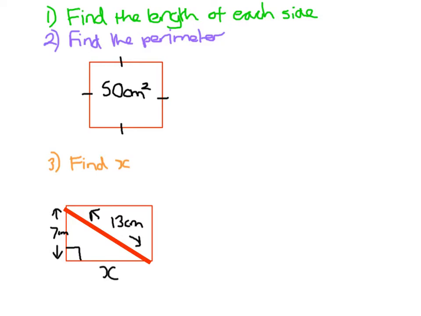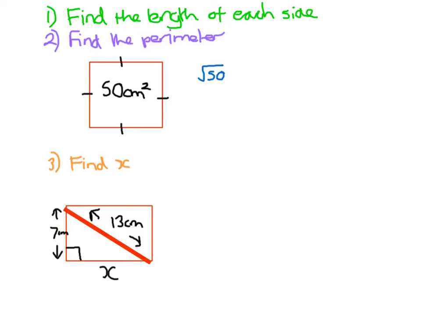Find the length of each side. So first of all, we know this is a square because we've got those 4 little lines on each side. So to work out the length of each side, it must be 2 numbers multiplied together to give me 50 that are the same. Well, it has to be the square root of 50 times the square root of 50. So each side must be of the length square root of 50.